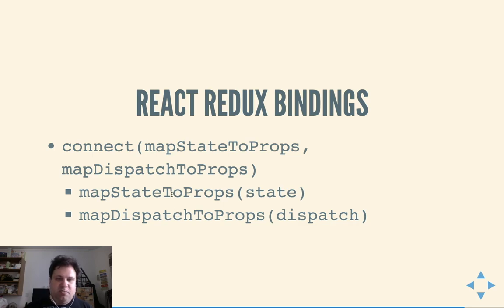So what mapStateToProps does is it receives the state of the store and actually returns an object, or a function that returns an object, that will map the state of the store to the props of the presentational component that's being wrapped. mapDispatchToProps will receive the dispatch method of the store and will return an object that will map props of the object to functions that are going to cause action dispatches.